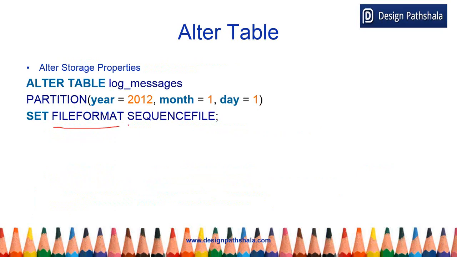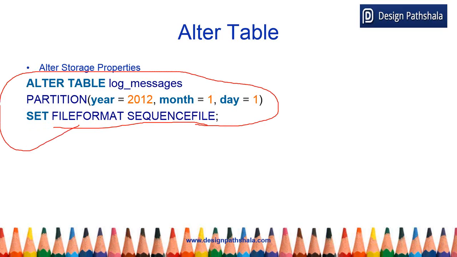Alter table, I can change the file format also. I can say alter table partition set file format. So in this partition, the data is in a sequence file format. I can alter the table and set the file format. So when the data is read from this table, it will be read with the help of sequence file readers.